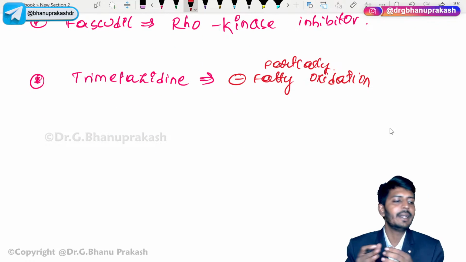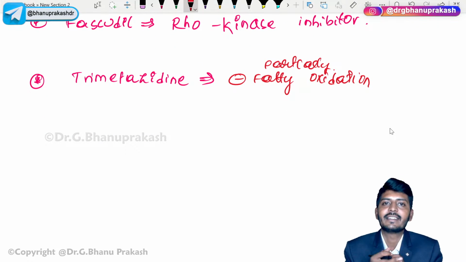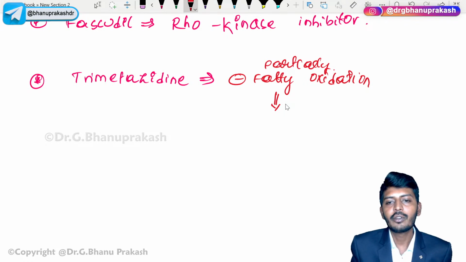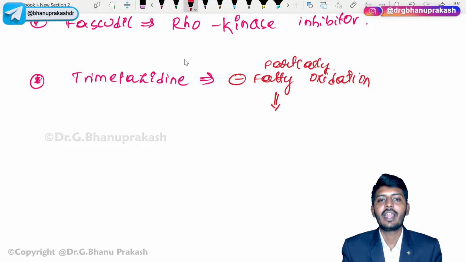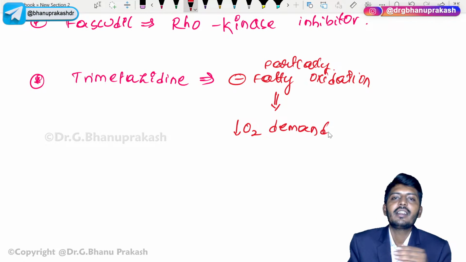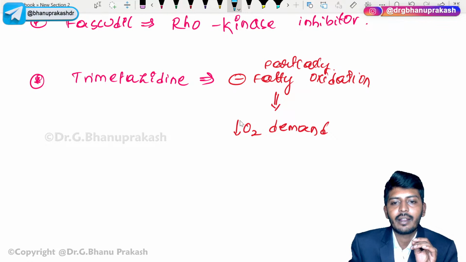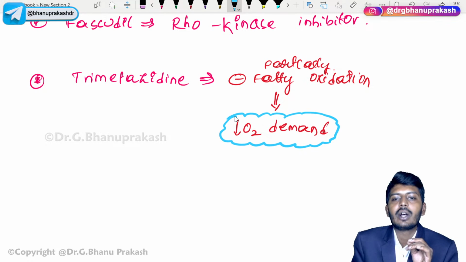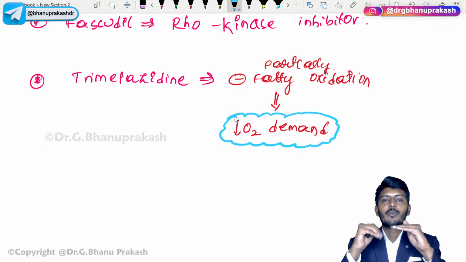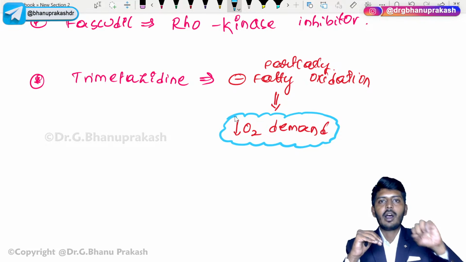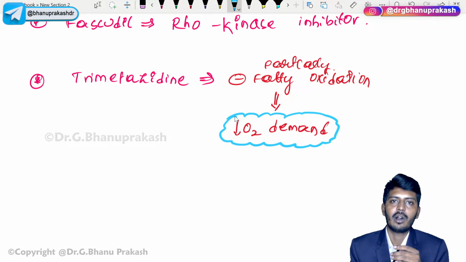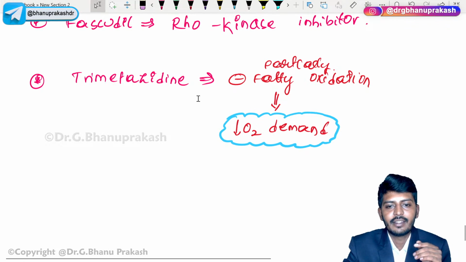If it is partially inhibiting the fatty oxidation, what exactly is the advantage? Inhibition of fatty oxidation will decrease O2 demand. Why will there be a decrease of O2 demand? The answer is very simple, my dear students. Fatty oxidation requires more oxygen. Fats require more oxygen, carbohydrates require less oxygen. So if I stop the oxidation of fats, my heart will utilize more carbohydrates, and that will require a lesser amount of oxygen. Okay, so this is the story of your angina.